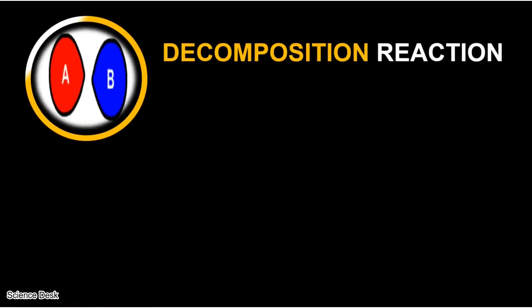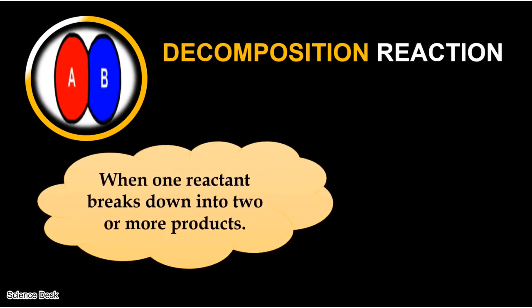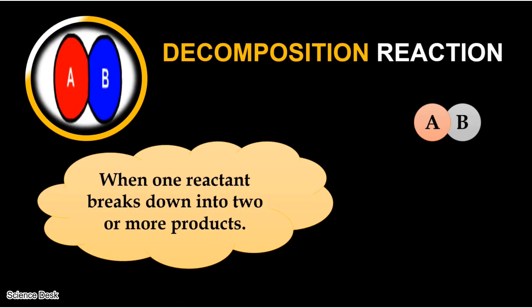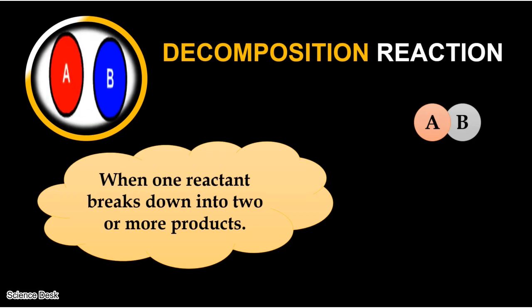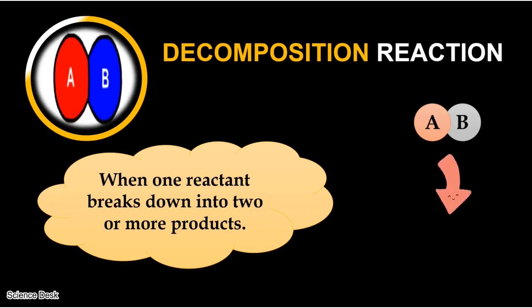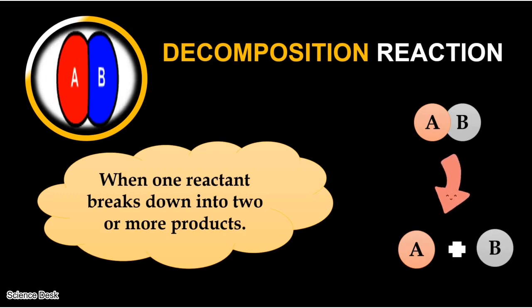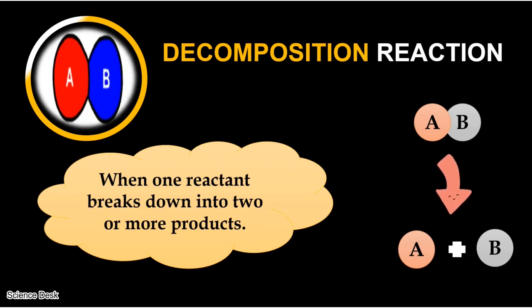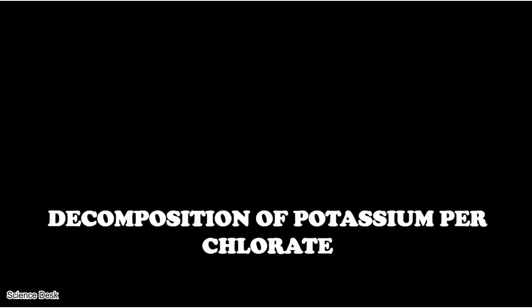Now we will see the decomposition reaction. When one reactant breaks down to form two or more products, you refer them as decomposition reaction. When you talk about the example, if the reactant AB is decomposing to form the products A and B, you can identify this as a decomposition reaction.